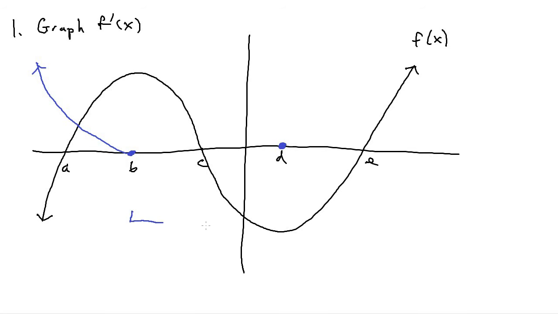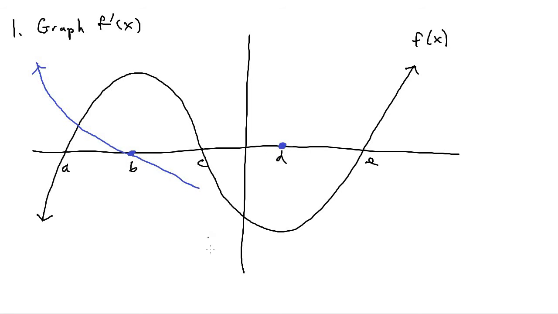Now from point B to point C, the graph of f is decreasing and the slope is slowly getting bigger. And when the graph of f is decreasing, that means f prime will be below the x-axis. And since the slope is getting bigger, it'll also get more negative. So it's going to look something like this.